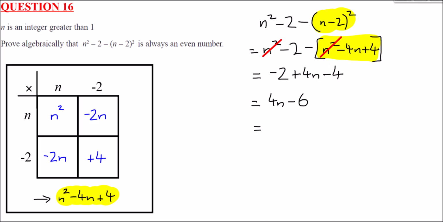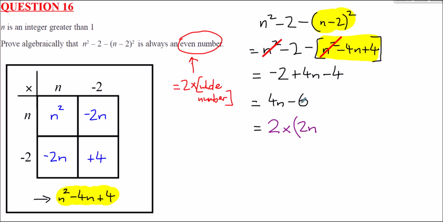Remember, an even number just equals 2 times a whole number. So I just need to rewrite what I've got here as a multiple of 2. So I need to factorise out a 2. To drive home the point, I'm going to write it as 2 times, divide both by 2, that gives me 2n, half of minus 6 is minus 3.